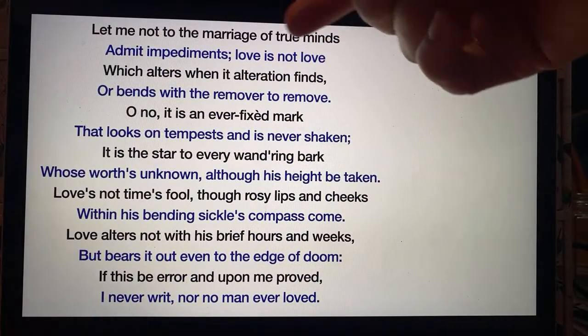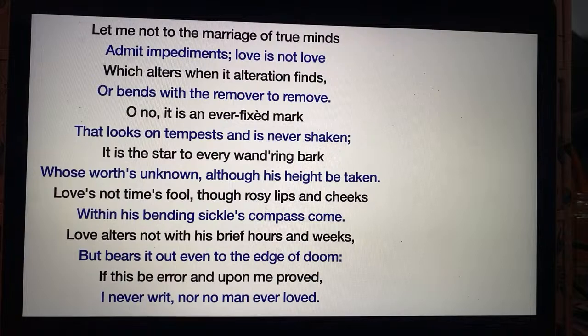I've just done some blue and some black, so I thought that might make it easier to read for you. Let me not to the marriage of true minds admit impediments. Love is not love which alters when it alteration finds, or bends with the remover to remove. Oh no, it is an ever fixed mark, that looks on tempests and is never shaken. It is the star to every wandering bark, whose worth's unknown, although his height be taken. Love's not time's fool, though rosy lips and cheeks within his bending sickle's compass come. Love alters not with his brief hours and weeks, but bears it out even to the edge of doom. If this be error and upon me proved, I never writ, nor no man ever loved.